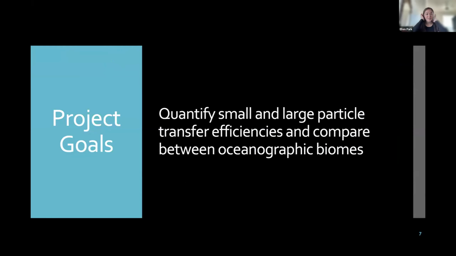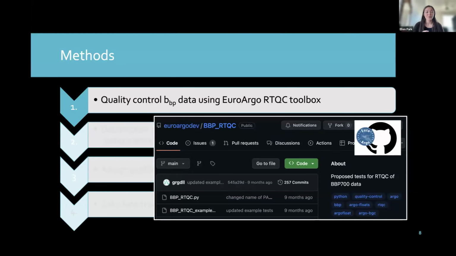So the goal of this project is to quantify the large and small particle transfer efficiencies and compare them between oceanographic biomes using the global float array. I'll quickly go over the methods. First, all the backscatter data were quality controlled using the EuroArgo real-time quality control toolbox, which is available on GitHub.